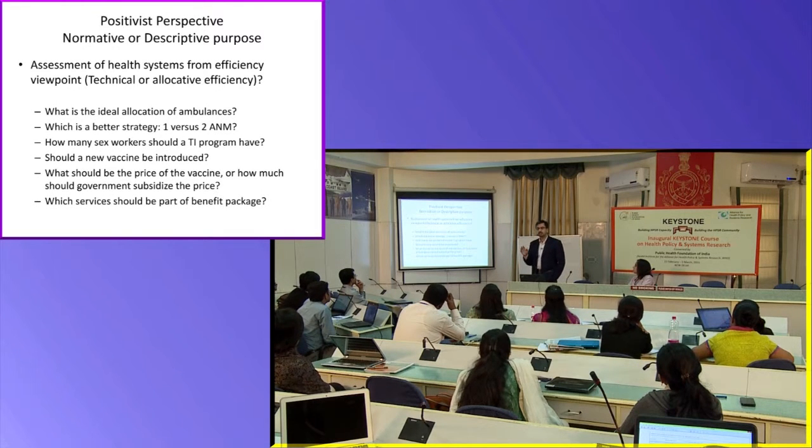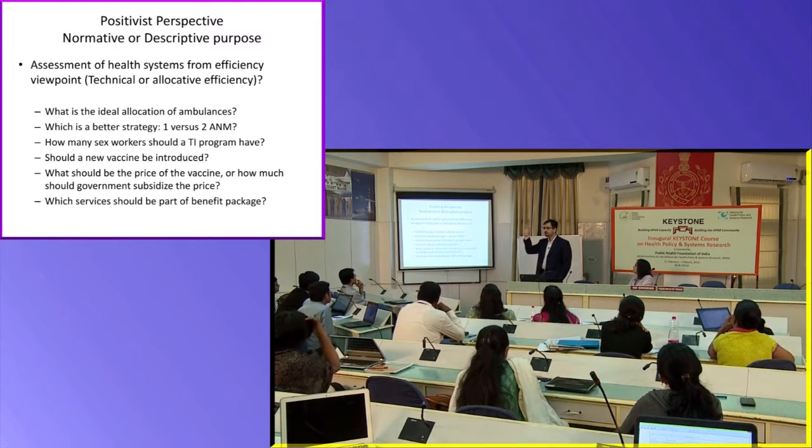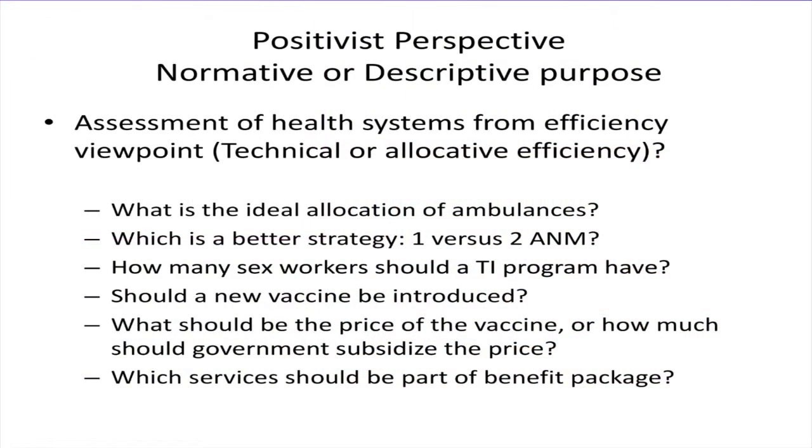Assessment of health system. So this was the first kind of positivist research idea: which interventions work and to what extent. The second kind of major domain is assessment of health systems from an efficiency viewpoint. Okay, the third session that we had.